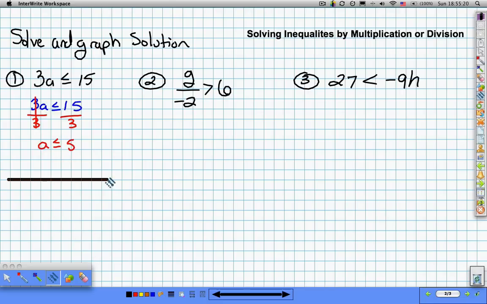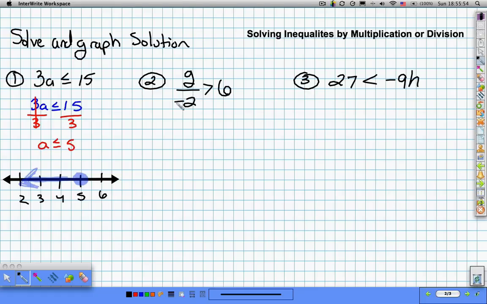So now, when I go to graph my solution, a is less than or equal to 5. So let's go one beyond that: 6, 5, 4, and so on. I'm counting down because a is less than that. So a is less than or equal to positive 5. We're going to put a solid circle on 5 because it's less than or equal to, and then we're going to draw the line to the left.